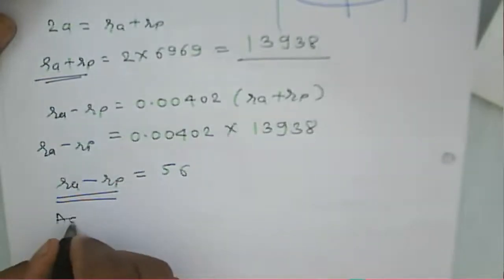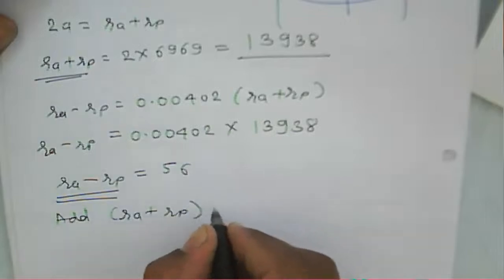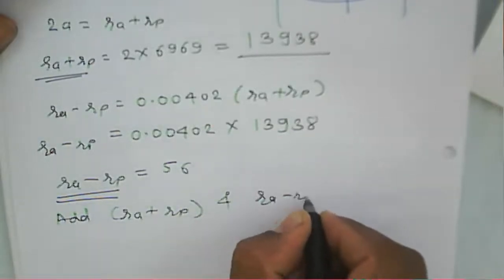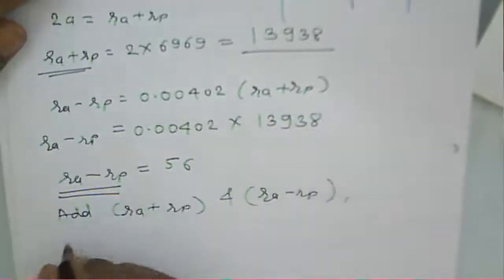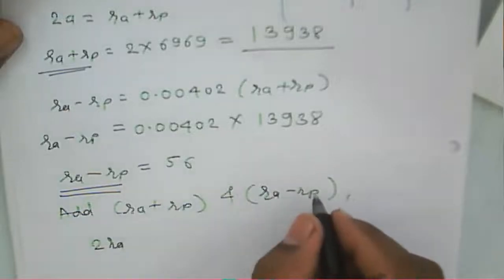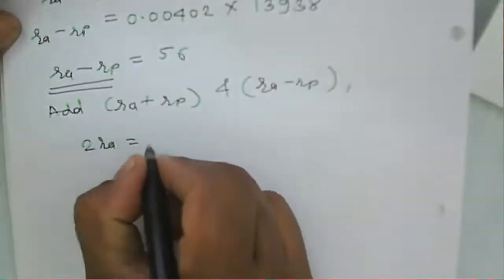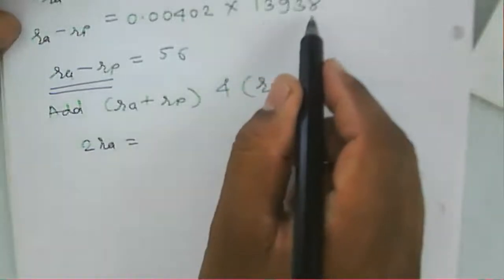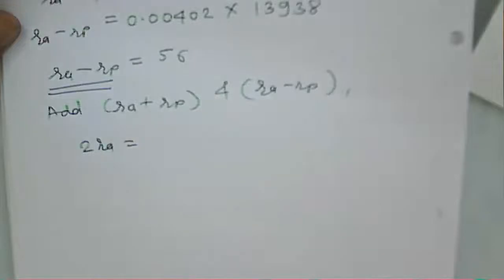So if we add these two terms, RA plus RP and RA minus RP, or these two equations, we will get twice of RA. RP gets cancelled. We'll get twice of RA, and that twice of RA is equal to 13938 plus the other term, that is 56 here.